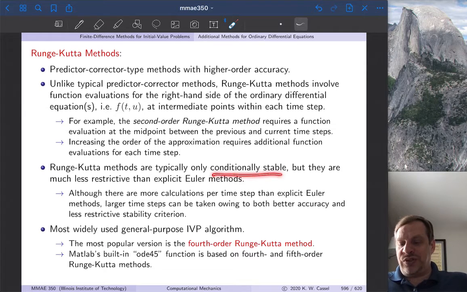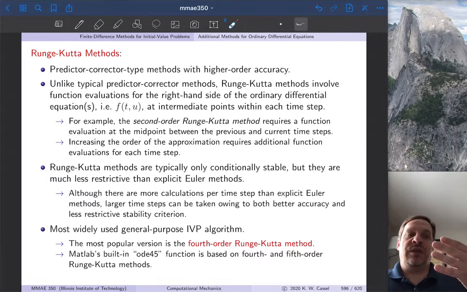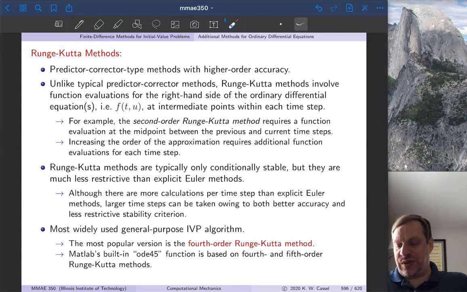They're usually only conditionally stable, so that seems like it's going backwards from the implicit methods, but usually the conditions are much less restrictive than they are for the first order explicit methods. So typically, you do have to keep in mind those restrictions, but typically the time step that you need for accuracy is sufficient to provide a stable solution. So there is that issue, but it's usually not nearly as bad as it is for the first order explicit method. As I've suggested, this is very widely used in general purpose initial value problem algorithms.